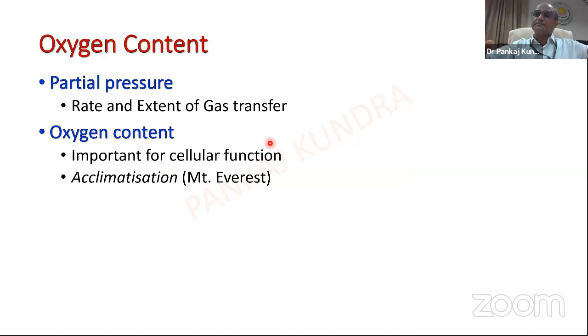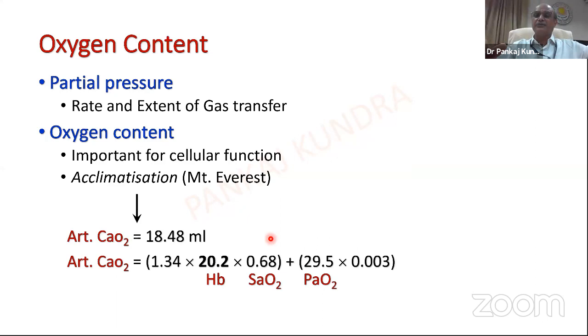Like I showed you the blood gases at the summit of Mount Everest, and I said that it is because of acclimatization. The blood gases I showed you depicted an arterial oxygen content of almost 18.5 ml. Normal is about 20 ml, so it is within normal limits. If I substitute the values, the hemoglobin was 20.2, if you remember. Saturation was just 68%, and the PO2 was just 29.5, and this is the physical solubility of oxygen. When you calculate this, you will get an arterial content of 18.48 ml.